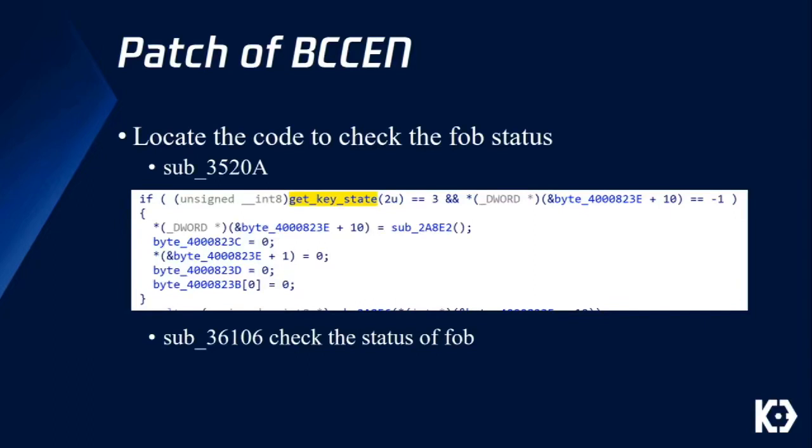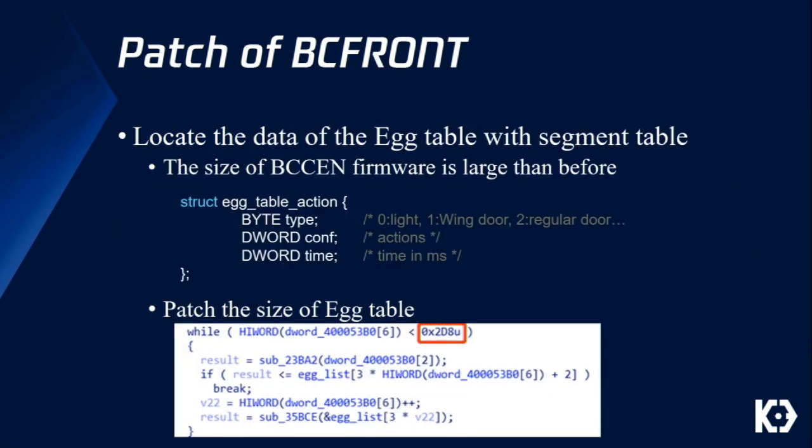Then let me talk about the patch of BCM. In the BCM, when you use some reverse engineering, you will find one point that checks the status of the fob. So you just need to patch this function to bypass the fob check. And let's go back to talk about the BC front.